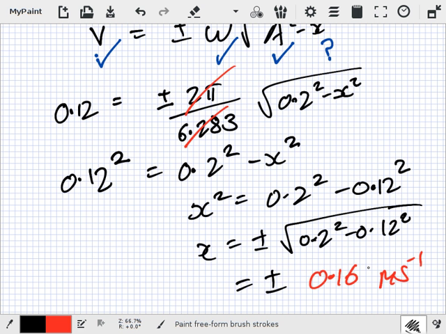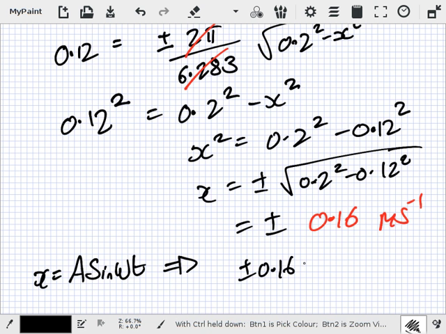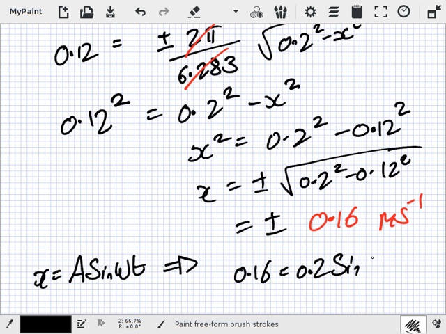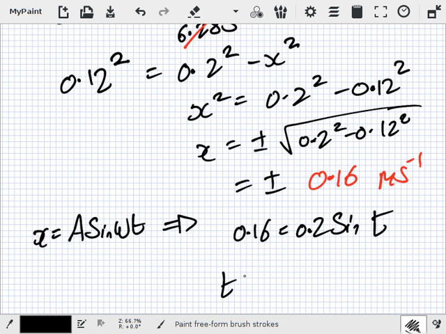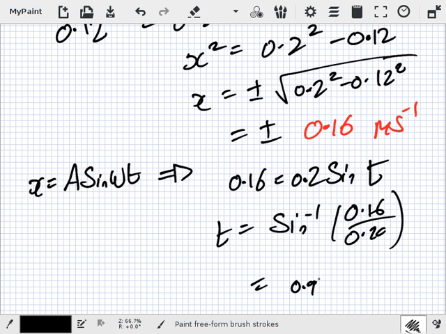And now part B, I want to get the time for this position. So if I use the formula x equals A sine omega t, I can get plus or minus 0.16, but I won't care about the minus, so 0.16 equals 0.2 sine. Now we worked out the omega earlier. The omega was 2 pi over T, which is 1 actually, so it's just sine t here. So the t will be, in radian mode, sine inverse of 0.16 over 0.20, which is 0.9273 seconds. When do you use radians in physics? Whenever you're using the formula A sine omega t or A cos omega t, it's radians.